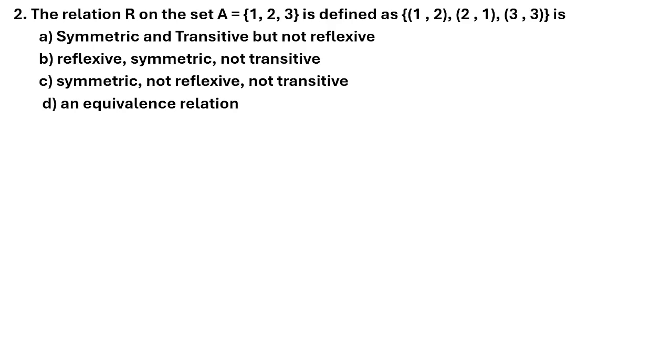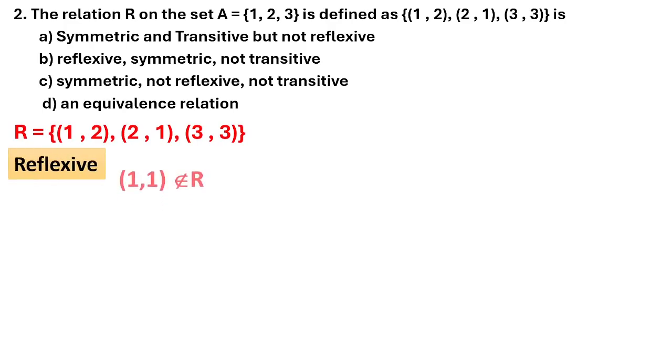The relation R on the set A is defined as (1, 2), (2, 1), (3, 3). Now, whenever these types of questions come, don't try to find all the relations. You just check the options, whether you have to find all of them or sometimes you have to check only symmetric and transitive. It depends on the question. But in this question, you have to check all of them because all the options have all the three: symmetric, reflexive and transitive. Okay, let us now check reflexive.